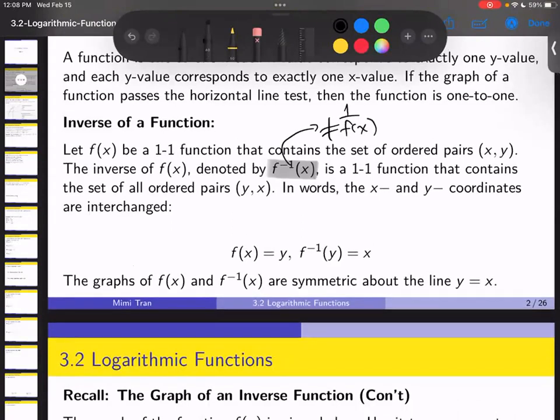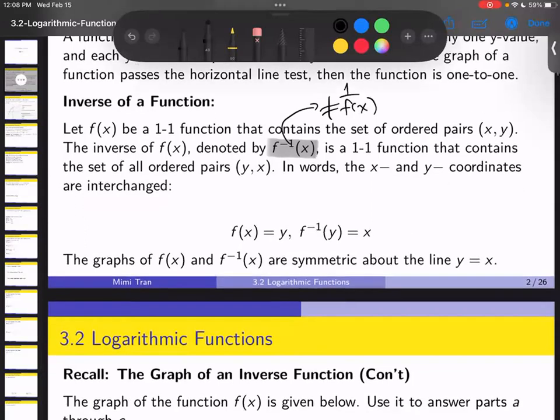So again, if f has an inverse, then its domain and range are swapped. In mathematics, we can write it like this: f of x is equal to y, and f inverse of y is equal to x. You look at the original function: the input is x, the output is y. But for its inverse, the input is y, and the output is x. That's the domain and range swap. And one more piece, if you graph f and f inverse, they are symmetric about the line y equal x.